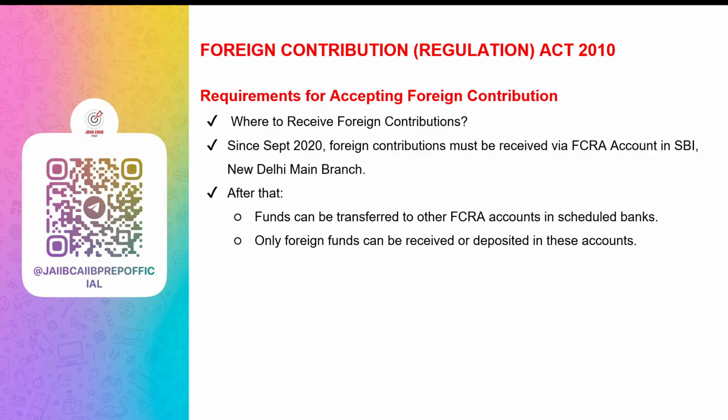The organization can transfer funds to another FCRA account in any other scheduled bank for keeping or spending. And the organization can open more bank accounts in scheduled banks to use the funds for different projects, and these accounts must be used only for foreign contributions, so no local funds should be deposited here.